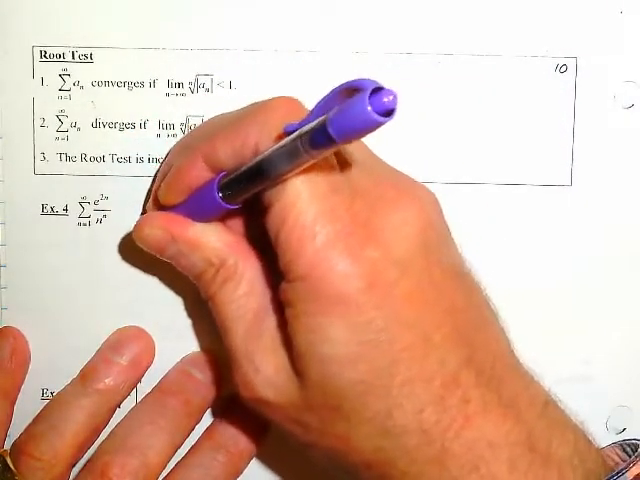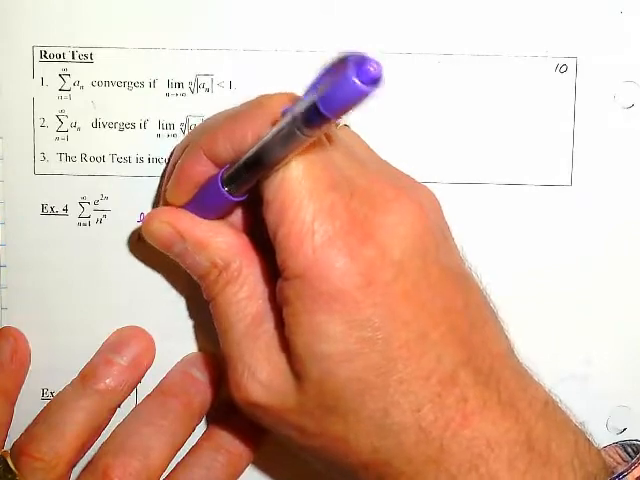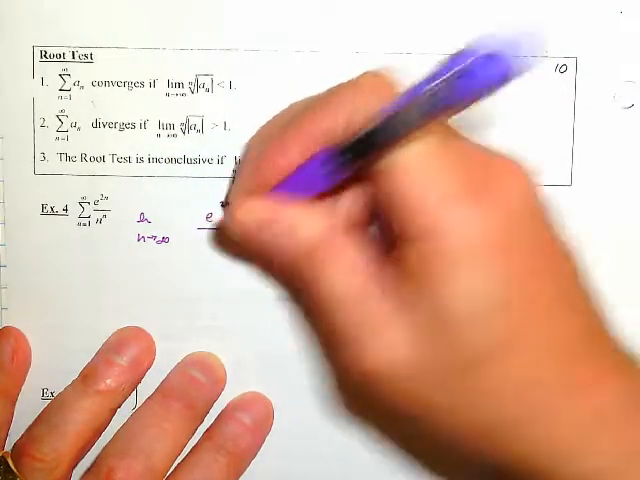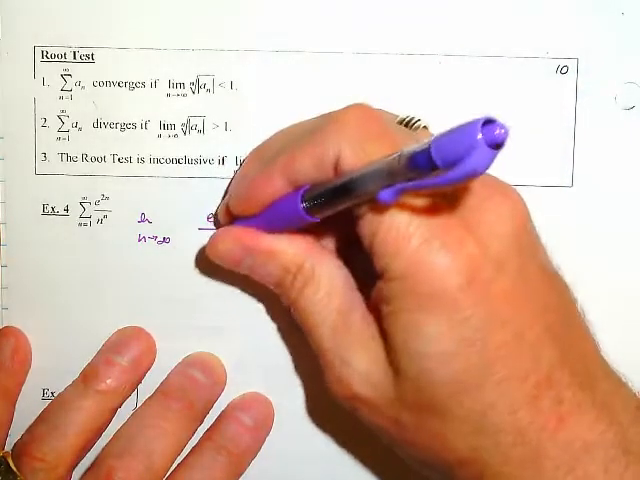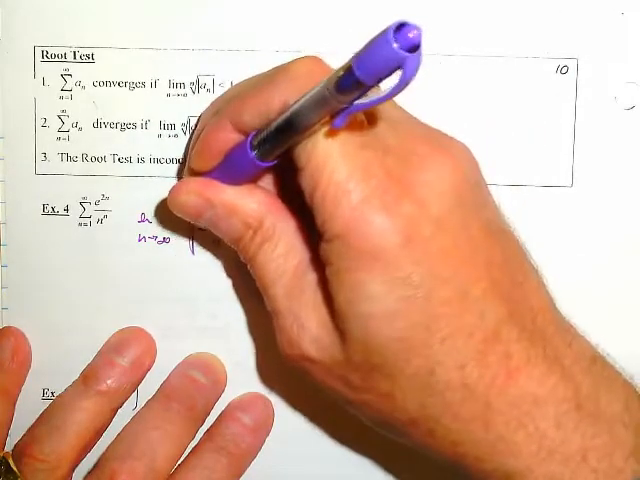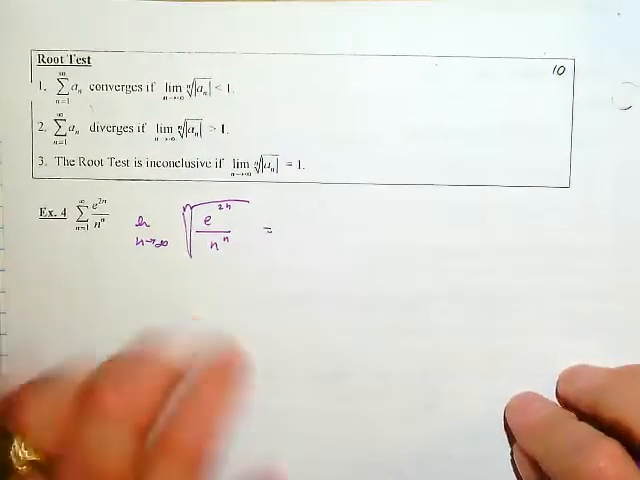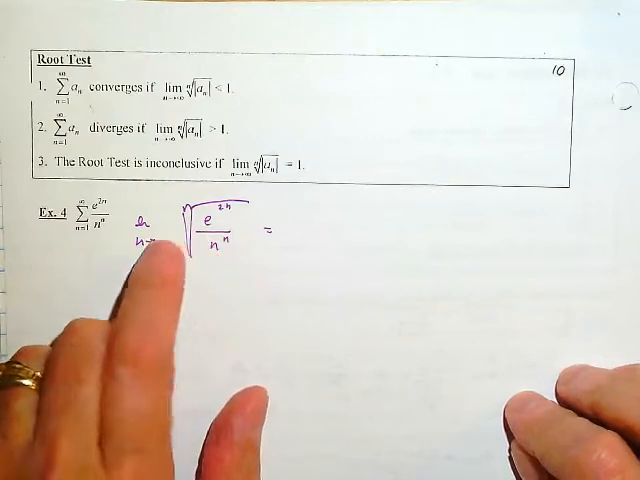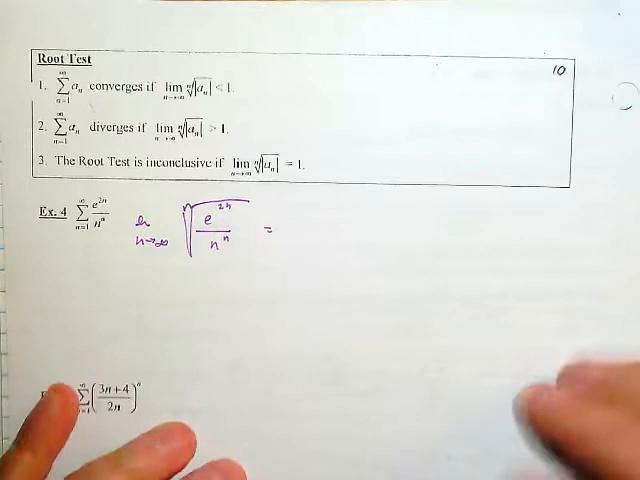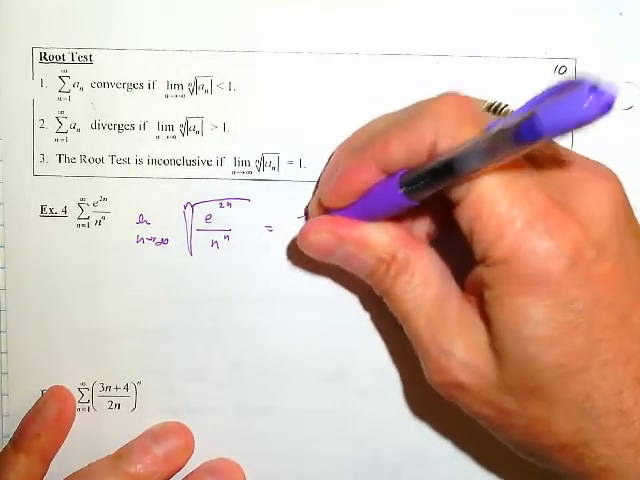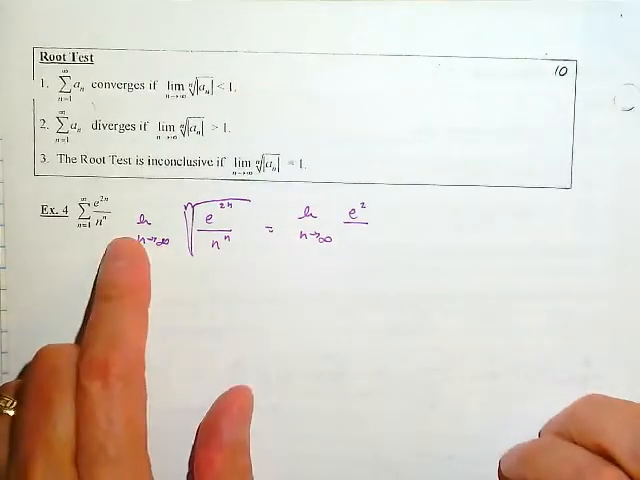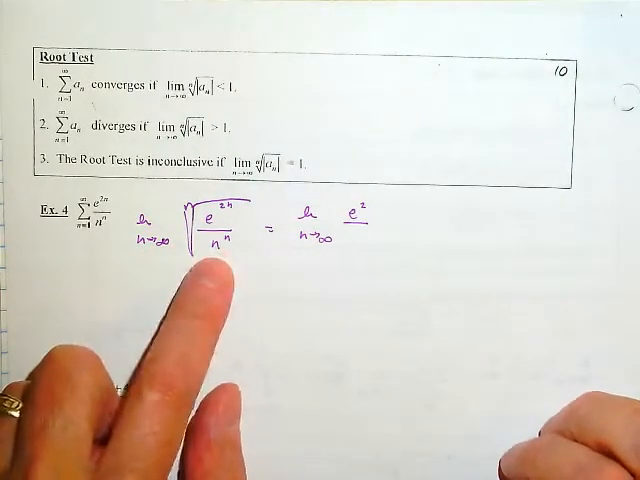The limit as n approaches infinity. Well, I've got e to the 2n. I can take the nth root of that, and I've got n to the n. I certainly can take the nth root of that, so I'm going to put in an nth root here. The nth root of e to the 2n. Remember, that's just e to the 2n to the 1 over n power. Isn't that e squared? So the limit as n approaches infinity of e squared over the nth root of n to the n.